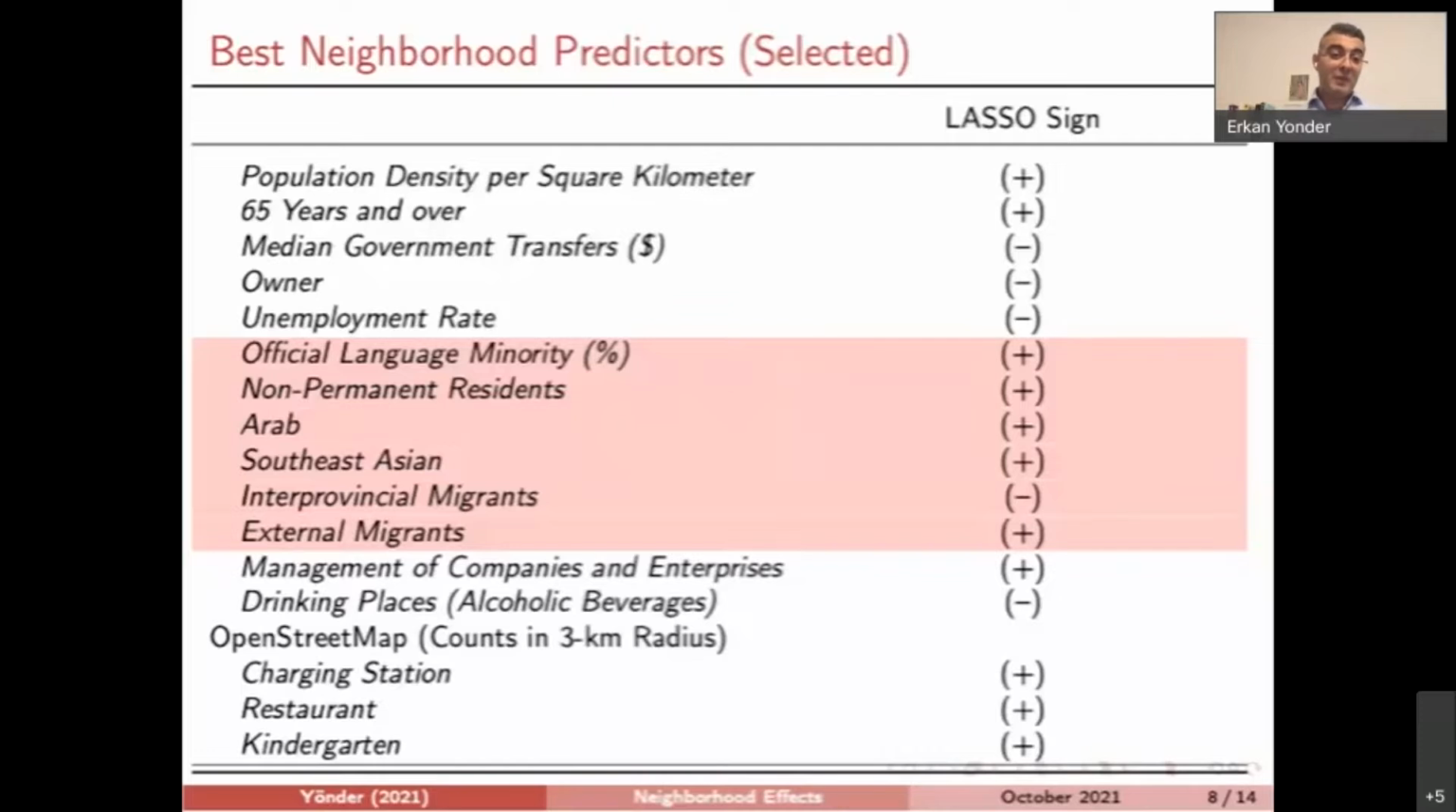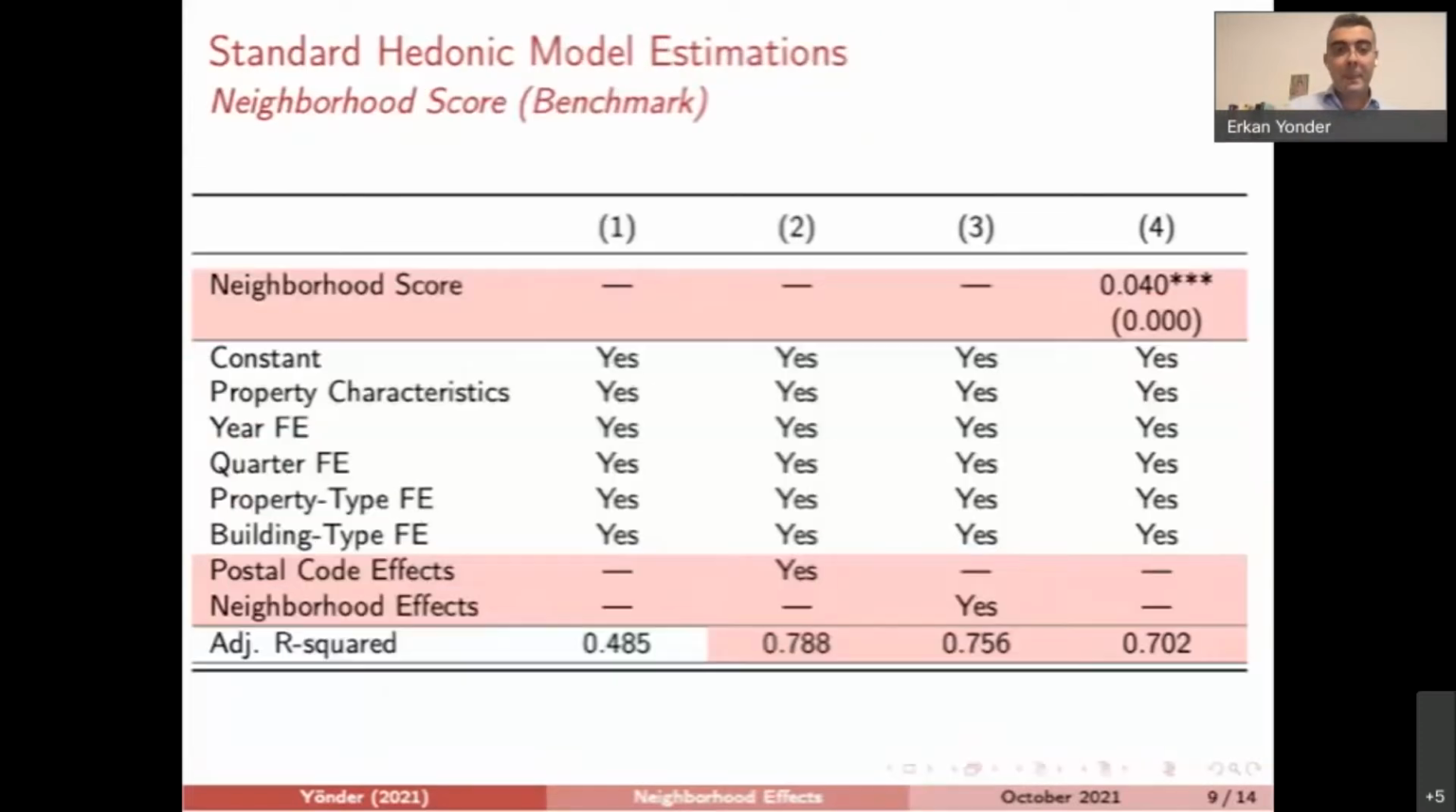And from the OpenStreetMap, we see impact of restaurants, charging stations, or kindergarten. But we have a long list, which is in the paper if you would like to look into this. Okay. So we determine these best predictors. Then we switch to how we can benefit from these neighborhood predictors. So the first model is no location characteristics indicator.